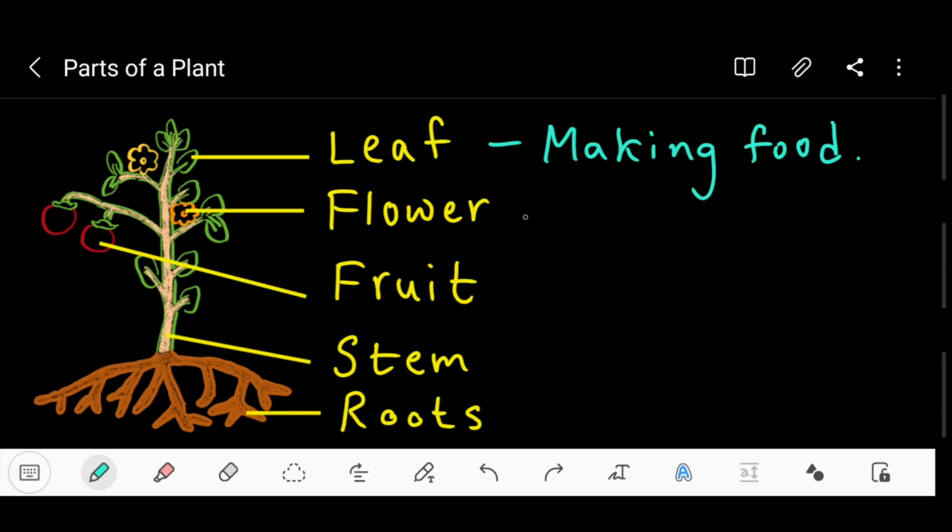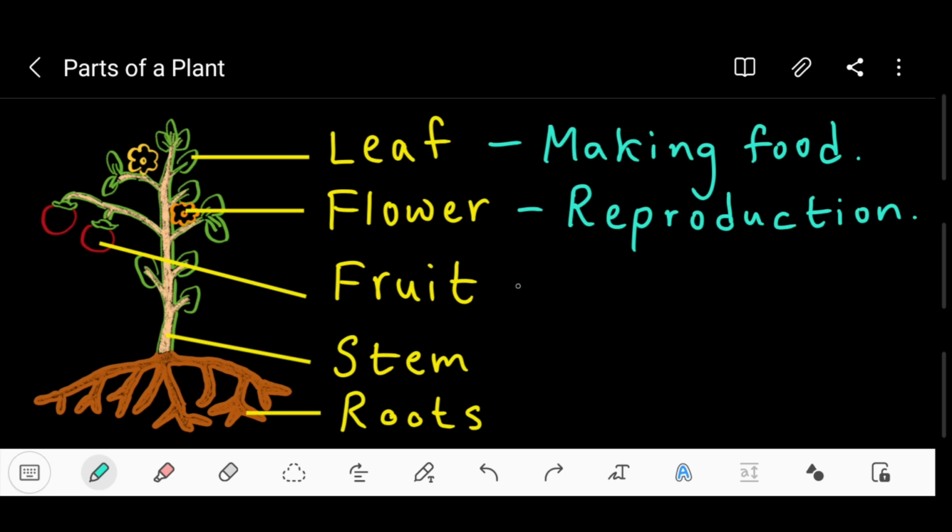Next, we come to flowers. Flowers are involved in reproduction. This may be a new word to you. So, what reproduction means is producing a new organism. So, in this case, because it's a plant, the flower will be in charge of making a new plant.